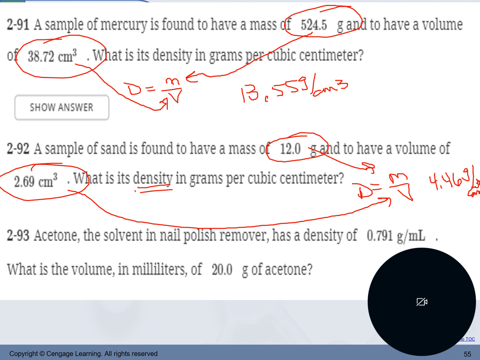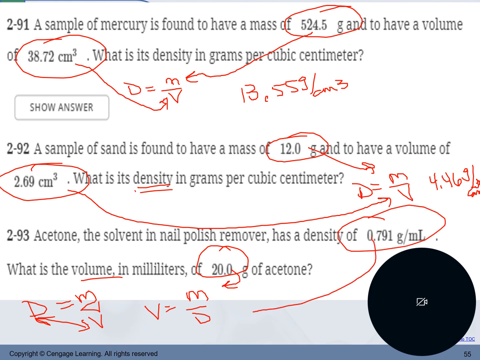And in 93 we're looking for what is our volume. So density is equal to our mass divided by our volume. We're going to cross multiply across the equal sign, so volume is equal to our mass divided by our density. 20 grams goes up on top, density goes on the bottom, and when you do it for 93 you should end up with 25.3 milliliters.